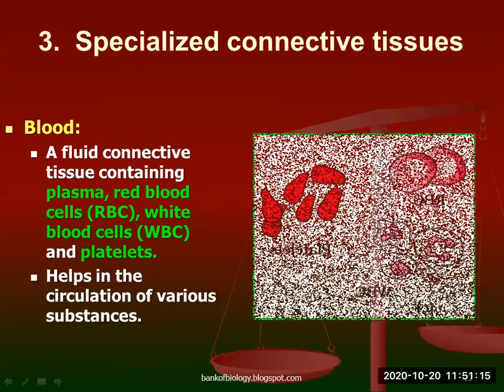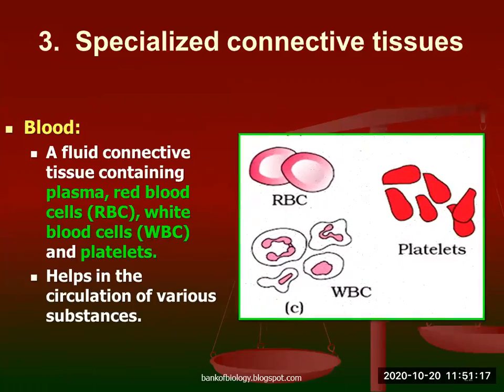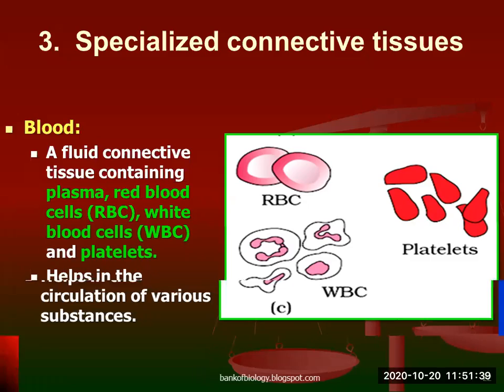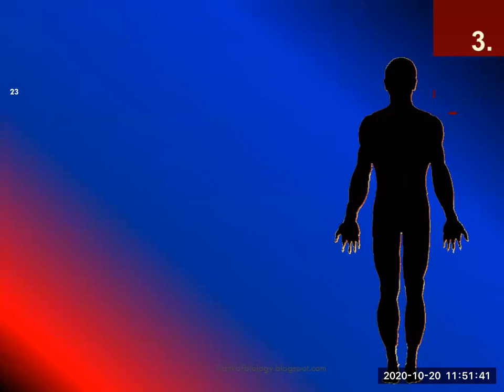Now, moving on. Blood. Specialized connective tissue, blood, is a fluid connective tissue containing plasma, red blood cells, white blood cells, and platelets. What is the function of the blood? It helps in the circulation of various substances.